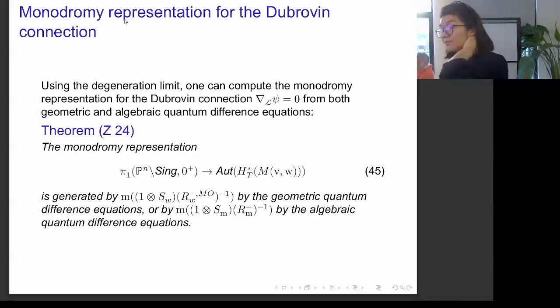Question. Yeah, I'm just confused. When you describe the reduction to the homology this way, is it easier for you to do computations in K-theory in some sense? Yeah, actually it is, if you want to compute the monodromy.